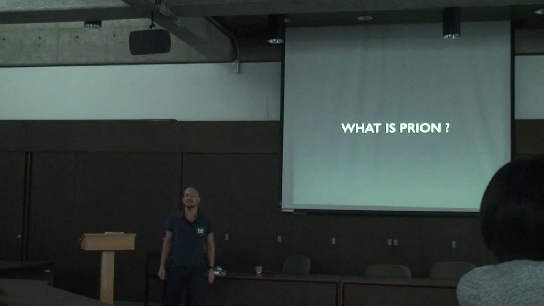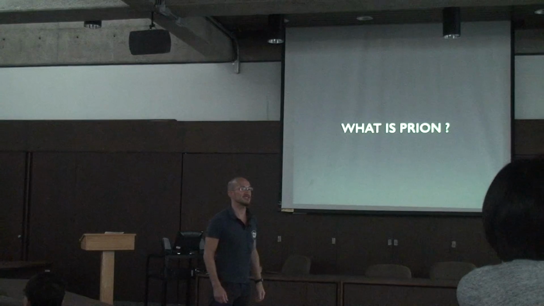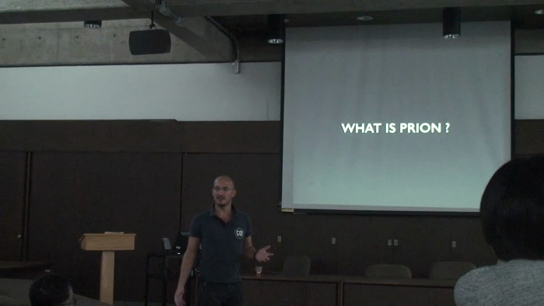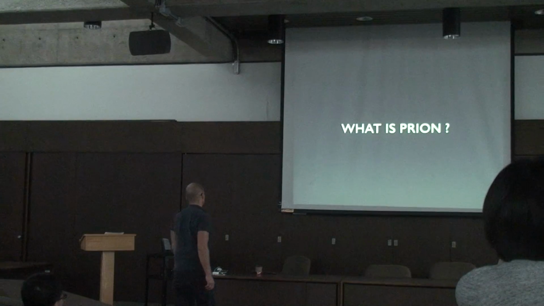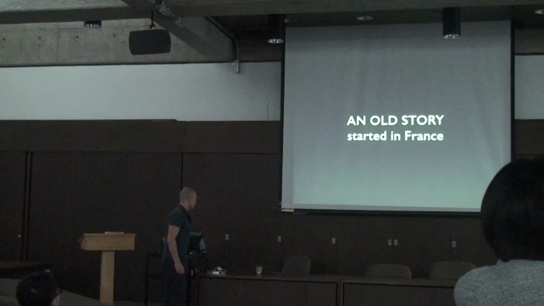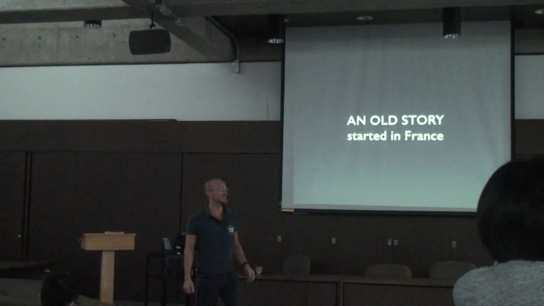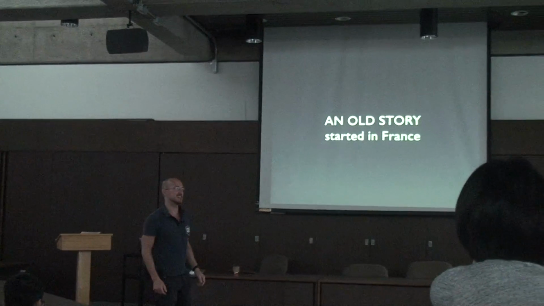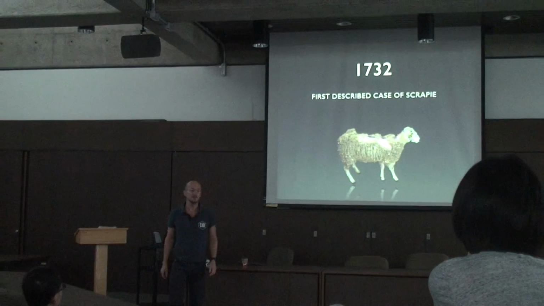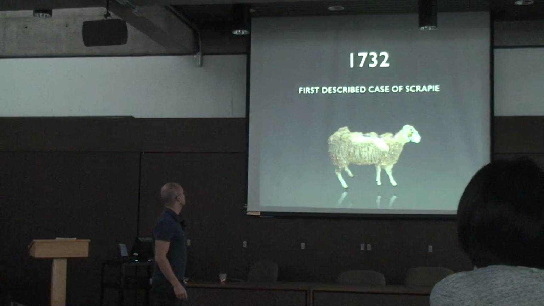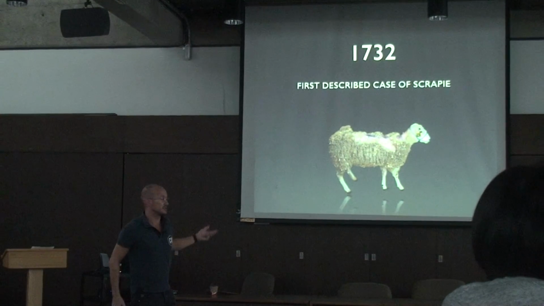So the first question I always ask myself when I start to give a talk, because you all are mathematicians, is does everybody know what a prion is? So that's one of the first questions. And so I wanted to start briefly, and I have an hour, so it should be way enough for me, about this old story. It started in France, and when I say old, it's 1732, where the first described case of scrapie appeared.